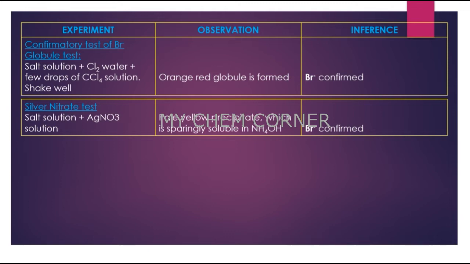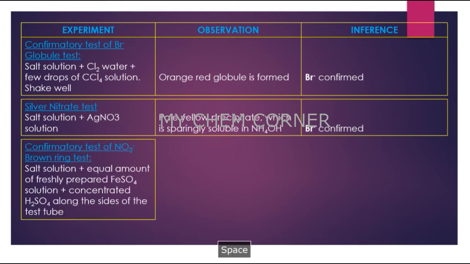Now when you did the first group test for chloride and bromide, nothing was there. But when you did it for nitrate, you got nitrate positive. So for nitrate, you have only one test, which is the brown ring test. For this, what do you do? You take salt solution. You add an equal amount of freshly prepared FeSO4. We don't use FeSO4 which is old, or prepared and kept for quite a long time, because it will get converted to Fe3+. It won't be effective. So we always use freshly prepared FeSO4.